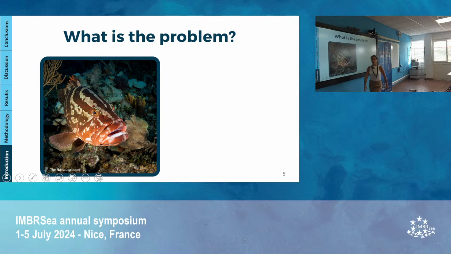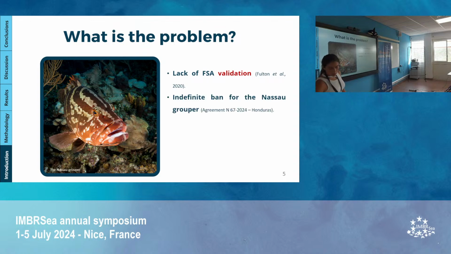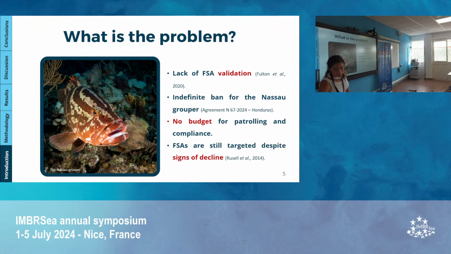Oh, okay. So what is the problem? First, there's a lack of fish spawning aggregation validation. There's an indefinite ban for the Nassau grouper, but there's no budget for patrolling and compliance. In recent decades, also many FSAs have indicated signs of decline, and some of them have disappeared altogether. Despite this fact, these aggregations are still targeted.